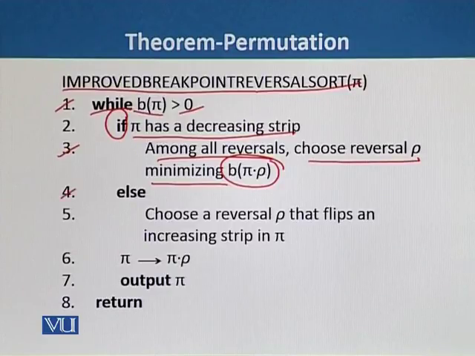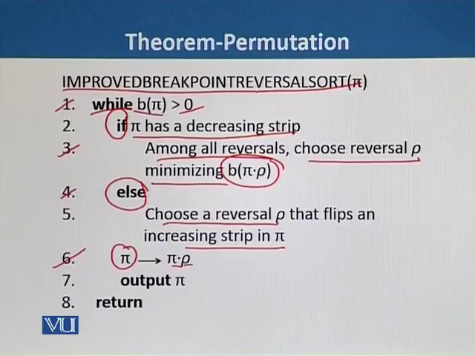In the fourth step, the else condition will apply, and that is to choose a reversal rho that flips an increasing strip in pi. So it means that the elements that are in the decreasing order should be flipped so that they become in the increasing order. In the sixth step, we will assign the value pi rho to pi, and after assigning the value, we will get the permutation that will be the outcome of this algorithm, and we will get the correct answer.